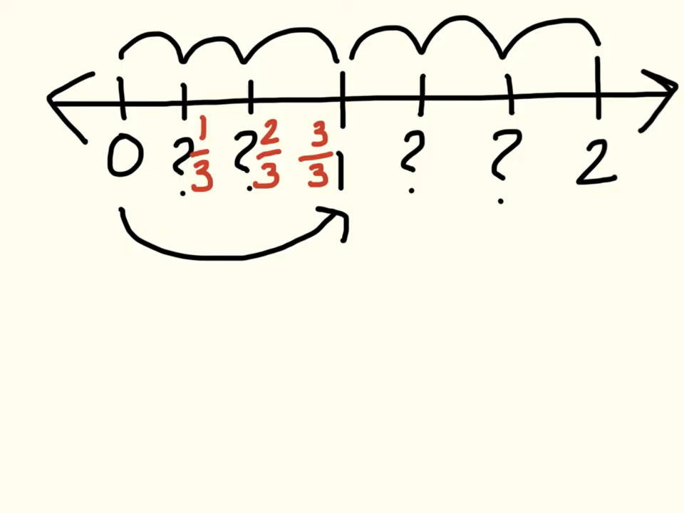In the next set, we would have mixed numbers. We would have 1 and 1/3, 1 and 2/3, and 1 and 3/3, or 1 plus 1, which equals 2. I think we've got this one.